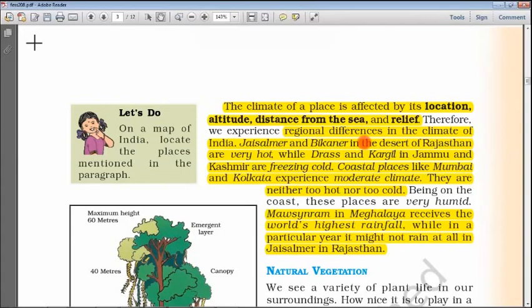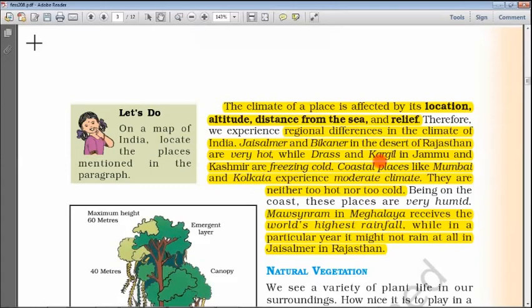The climate of a particular place is affected by four factors. These are location, altitude, distance from sea and relief. Location is where it is located, the longitudinal and latitudinal location. Altitude is the height from the sea level. Distance from sea is actually distance from the coastline, and you have relief as well, how the surface of that particular place is. Because of these features, the regional climates actually vary.